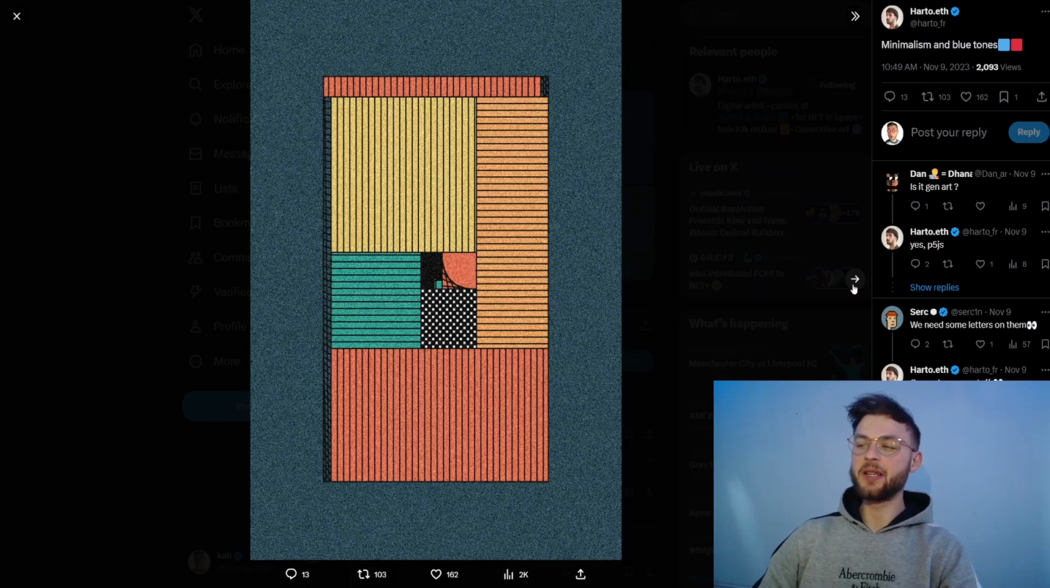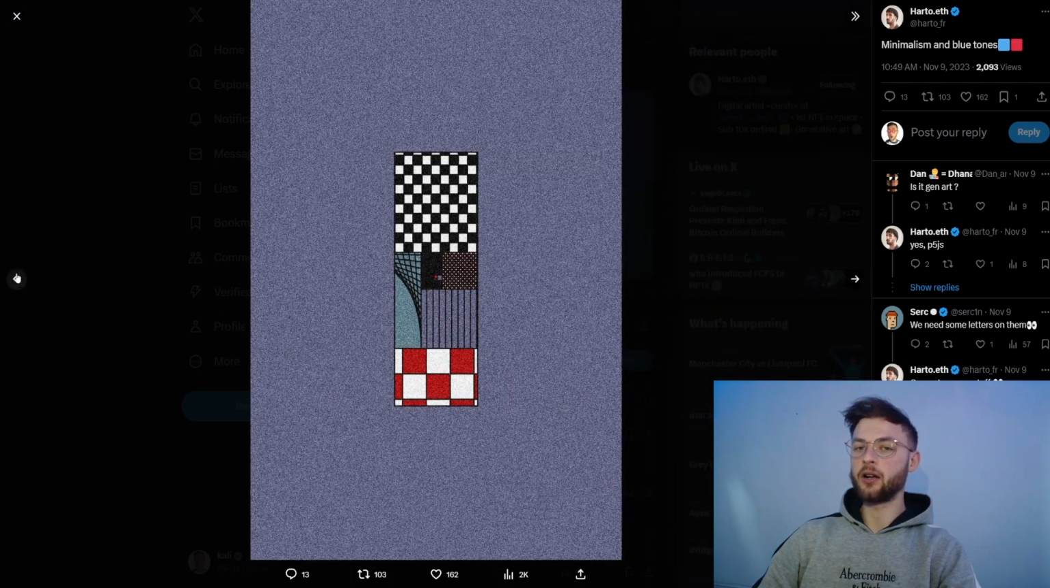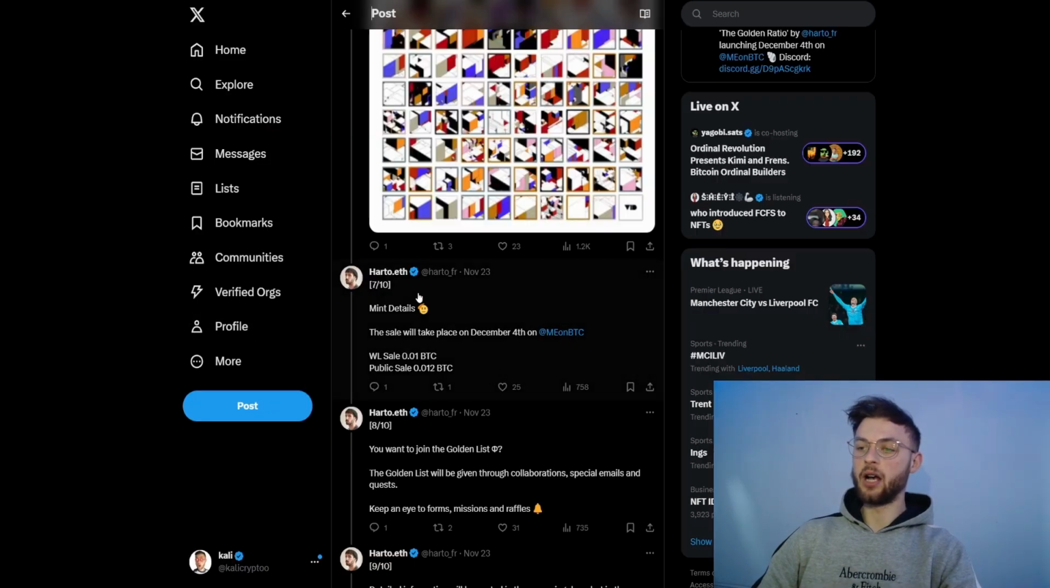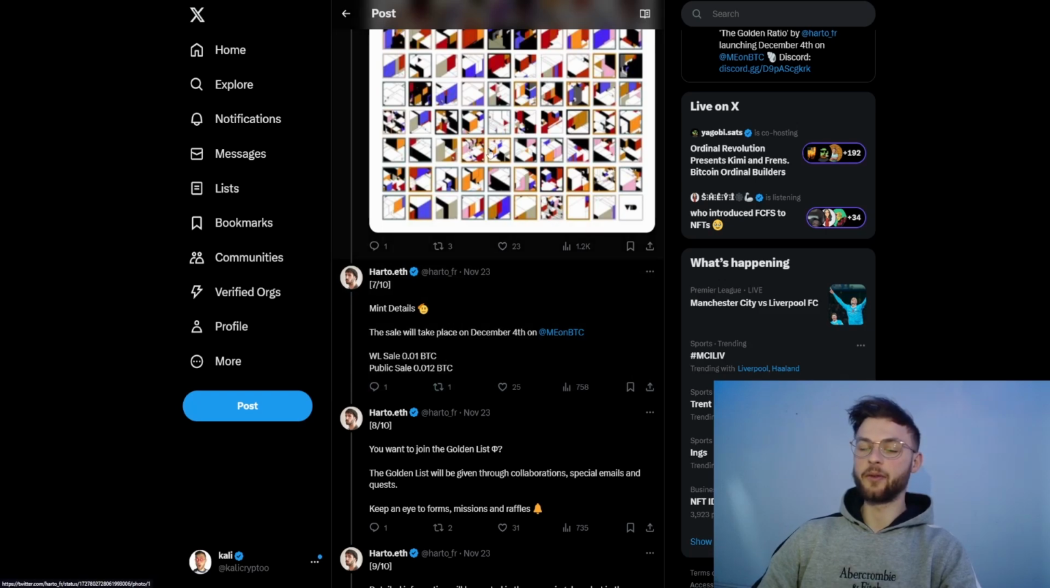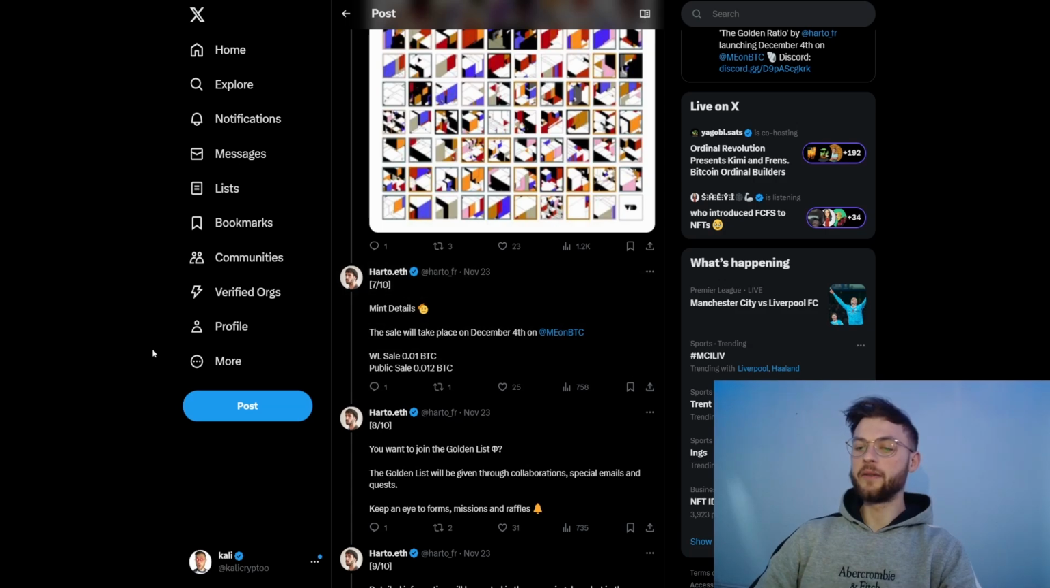And we have some sneak peeks of how some of these pieces look. Minimalism and blue tones. There will be more different pieces, and if you're an art collector, you're definitely going to find something that suits you the most. The sale is going to happen on December 4th on Magic Eden Launchpad. There will be a whitelist phase, which is going to cost 0.01 BTC. If you have one of these pieces from the Sats collection, you'll have the whitelist spot opportunity. Then we're going to have the public sale, which is going to cost 0.012 BTC, but it's not a guarantee that you're going to mint.